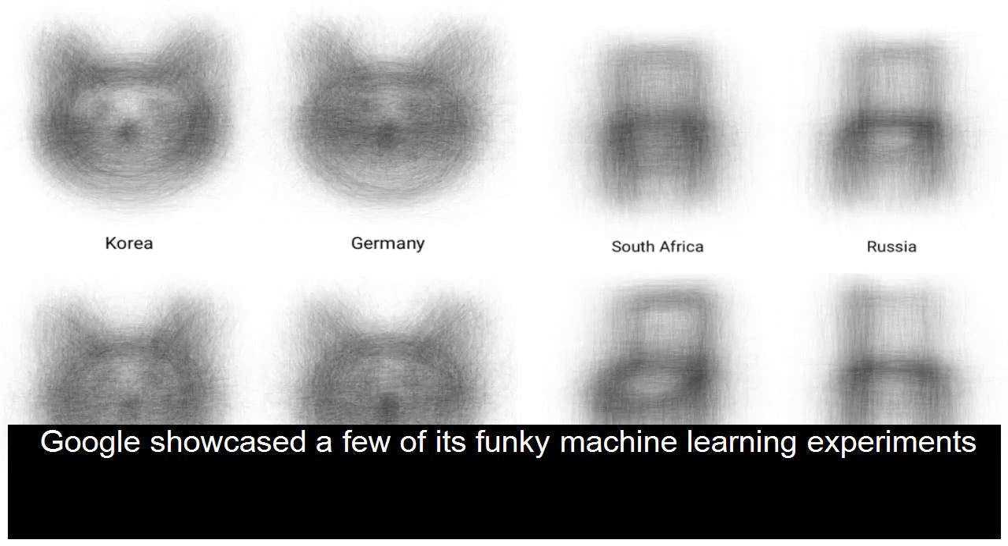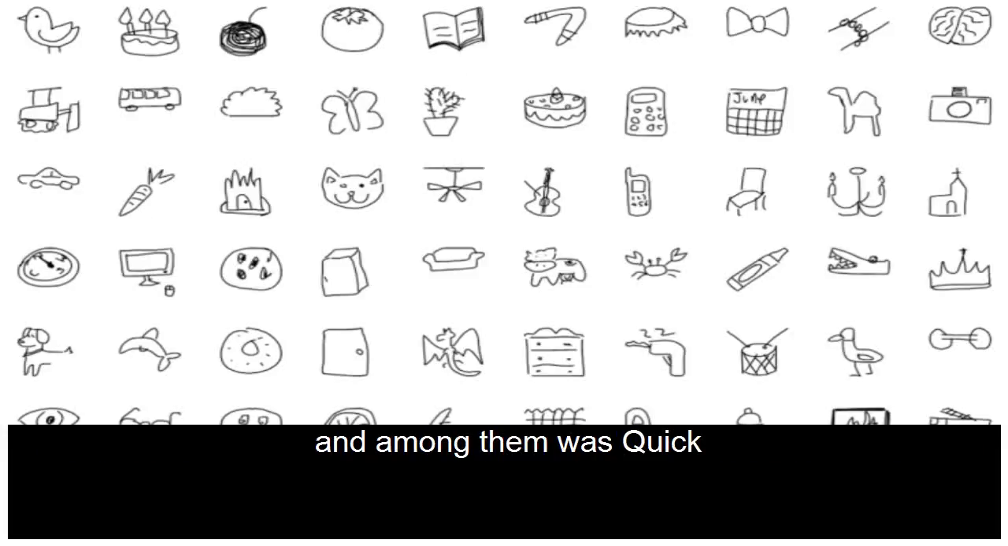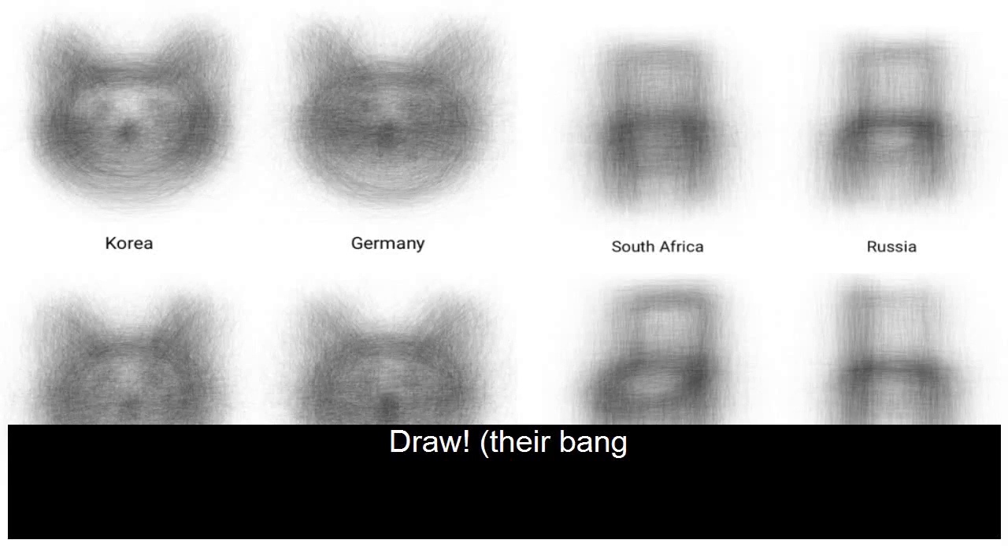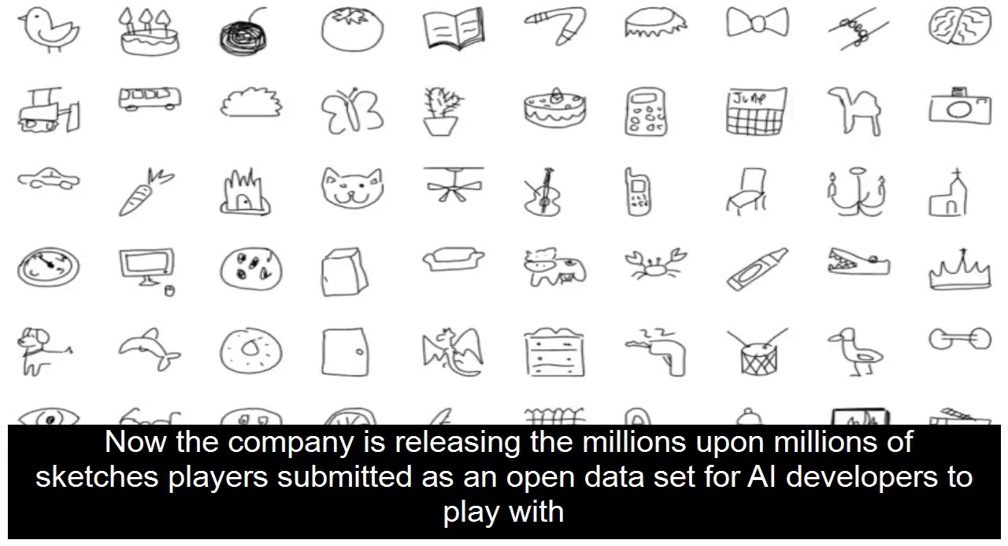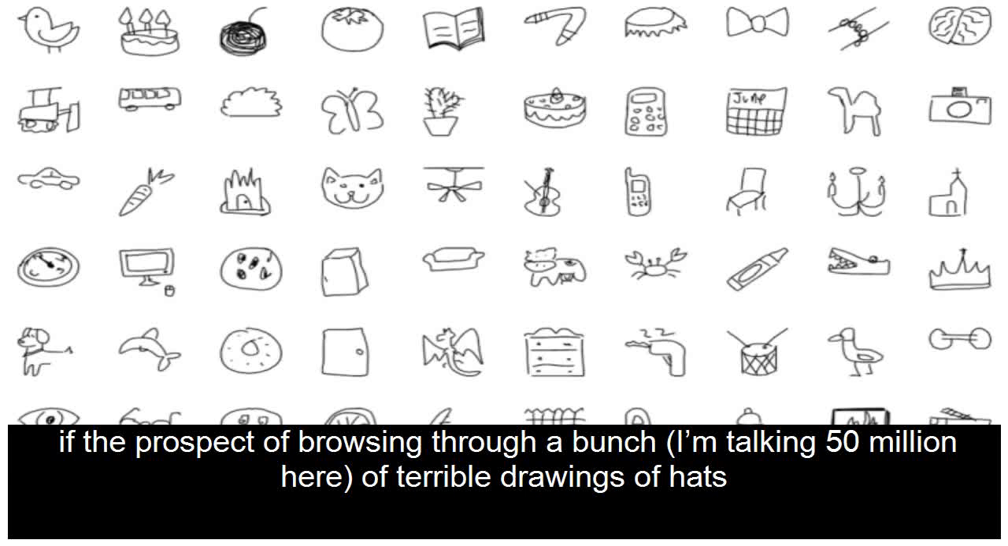Back in November, Google showcased a few of its funky machine learning experiments, and among them was Quick, Draw!, a game where you sketch something and an image recognition system guesses what it is. Now the company is releasing the millions upon millions of sketches players submitted as an open data set for AI developers to play with.